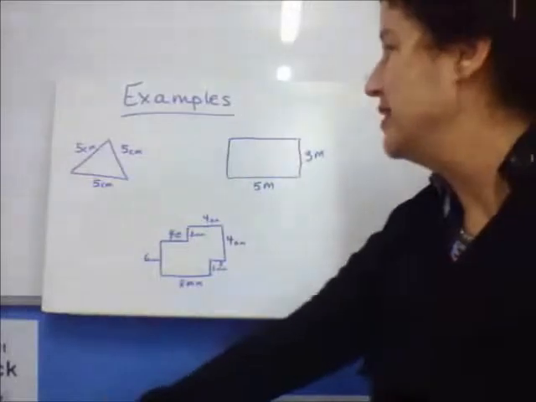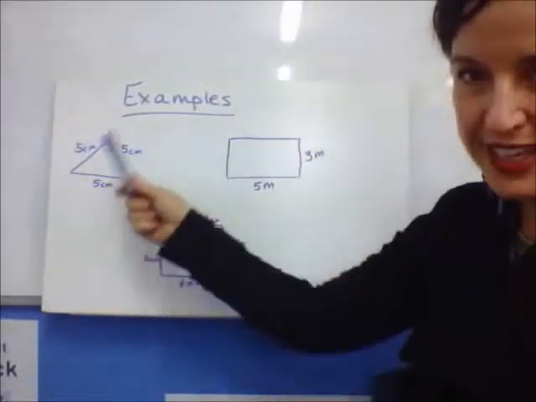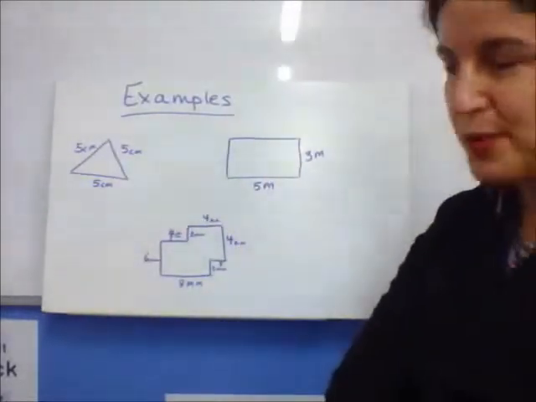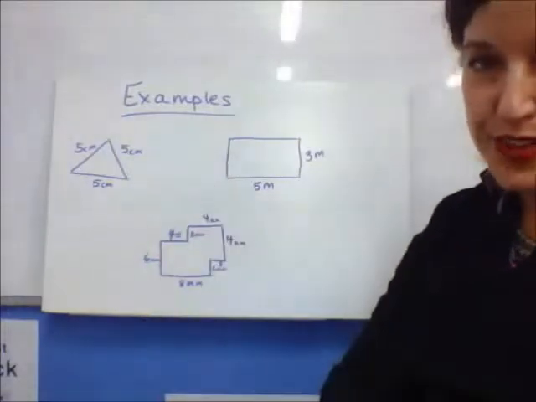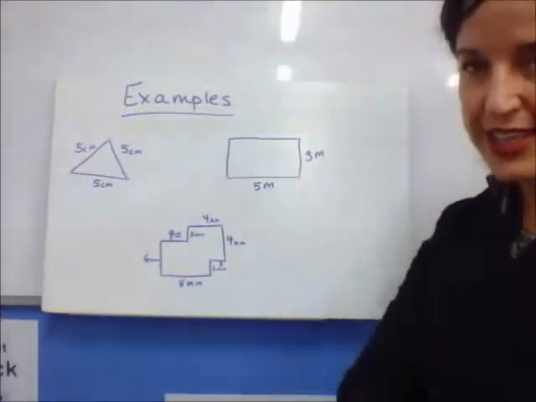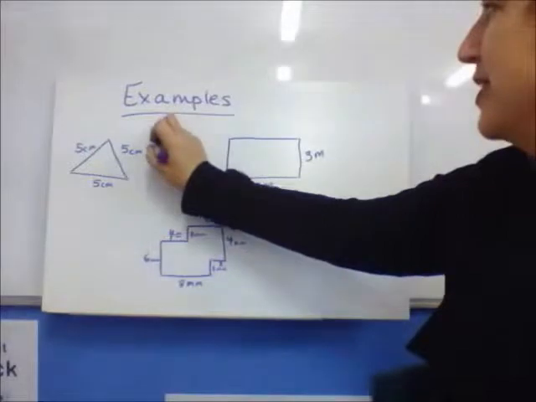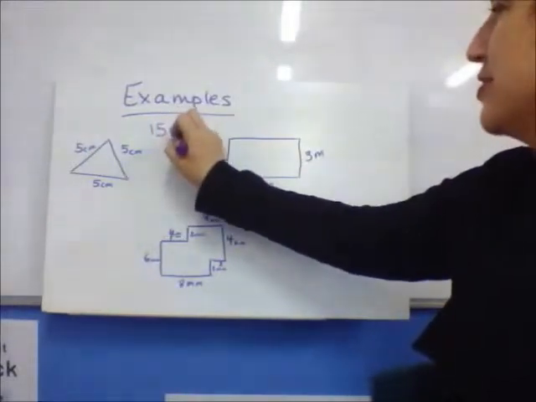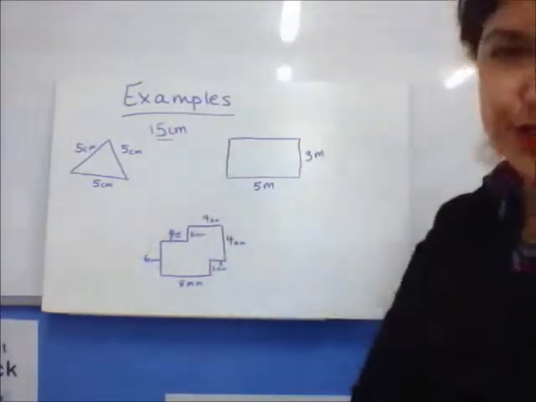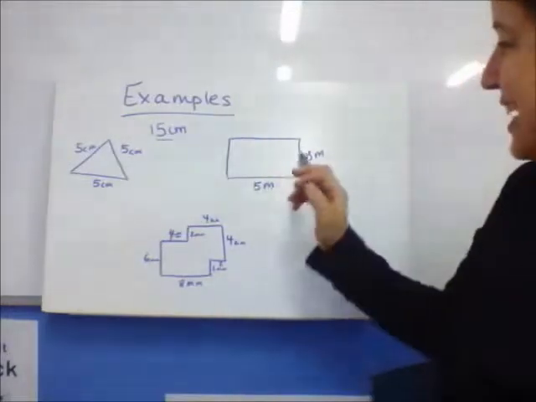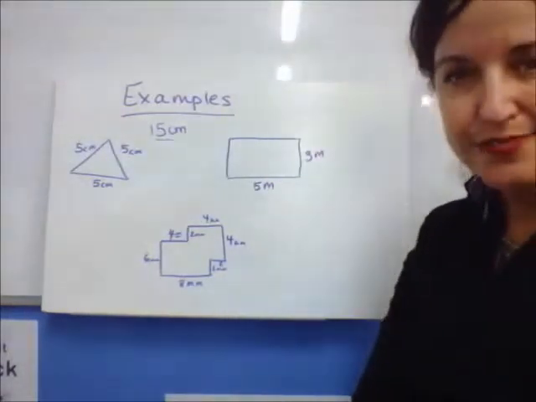Okay, so we've got our equilateral triangle. Each of the three sides is 5 centimeters long. So 5 plus 5 plus 5, we know that that's 15. So the perimeter of that triangle is 15 centimeters. Easy.